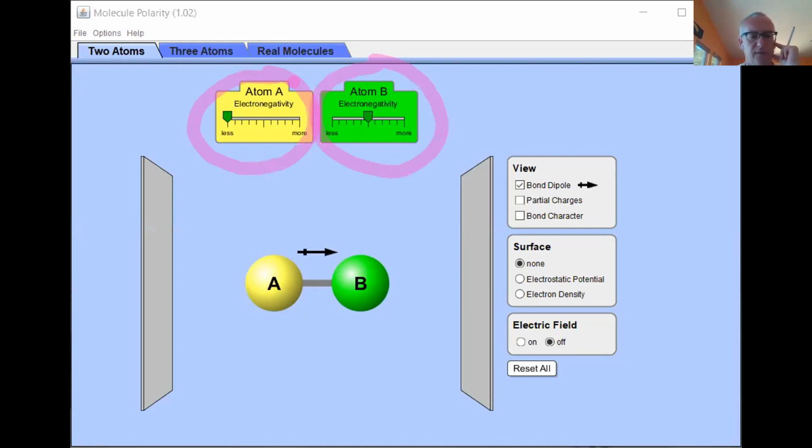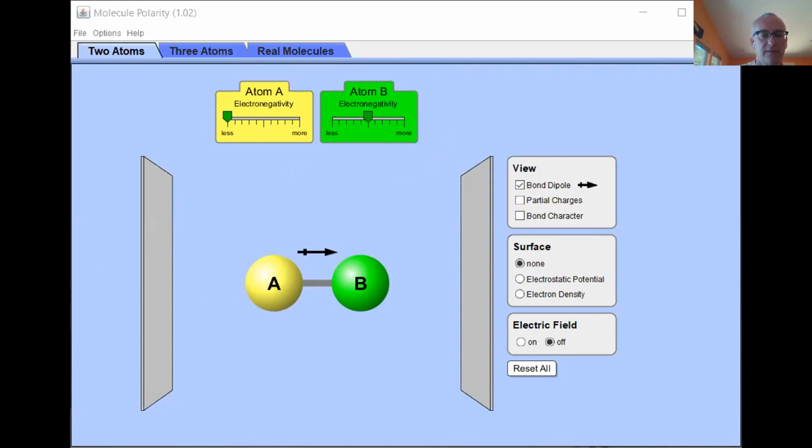Right now I think the default is for atom B to have medium electronegativity and for atom A to have very low electronegativity. What it gives you is where the bond dipole is. And remember how we define the bond dipole when we draw the arrow.